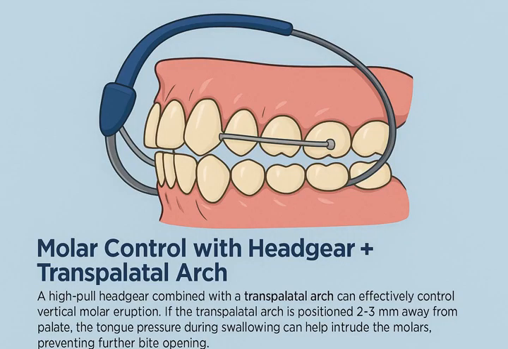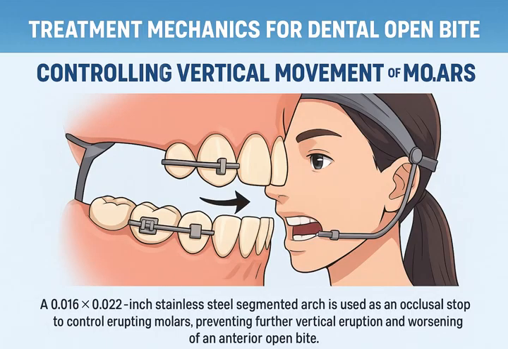Treatment mechanics for skeletal open bite. 1. Molar control with headgear plus transpalatal arch. A high-pole headgear combined with a transpalatal arch can effectively control vertical molar eruption. If the transpalatal arch is positioned 2-3 mm away from the palate, the tongue pressure during swallowing can help intrude the molars, preventing further bite opening.